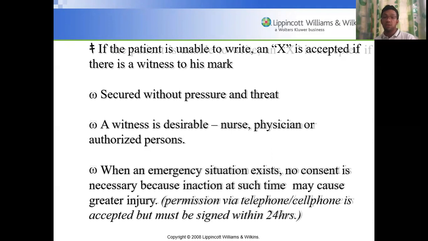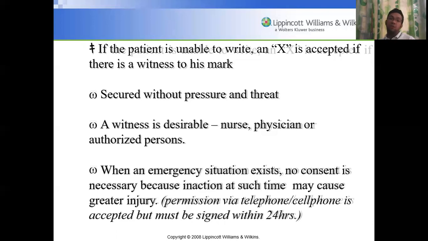A witness is desirable, such as the nurse, another physician, or other authorized persons. There is an exception: when an emergency situation exists, no consent is necessary because inaction at such time may cause greater injury. Let's say, for example, the patient has had a motor vehicular accident and is unconscious, and the doctors have found out in the x-ray that he has internal bleeding in the cranium. They will no longer obtain an informed consent. They will operate on the patient immediately, or else the patient is going to die. So there are certain exceptions.